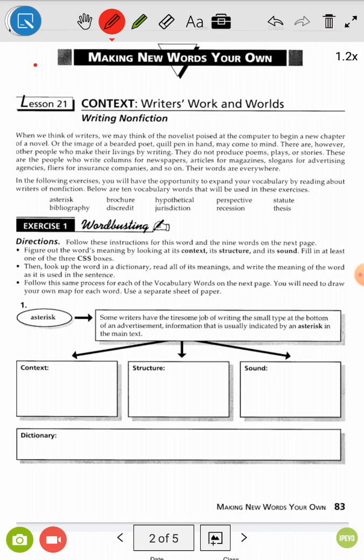Today we're going to have a vocabulary lesson, lesson 21 and lesson 22, page 83 and 87 in your book. And you can practice part 3, page 203, for the two lessons in part 3. So swiftly moving on, these are the 10 new vocabulary words. We have asterisk, as you can see here.